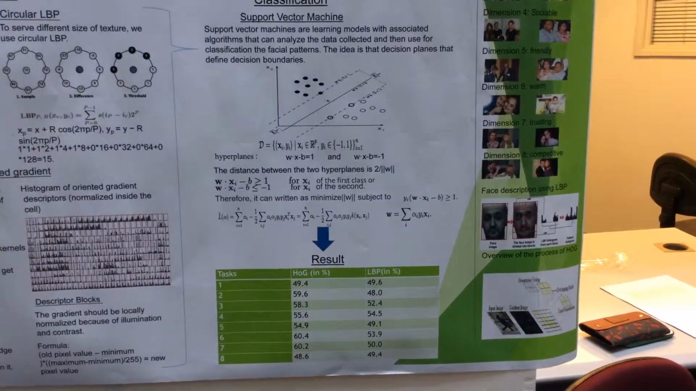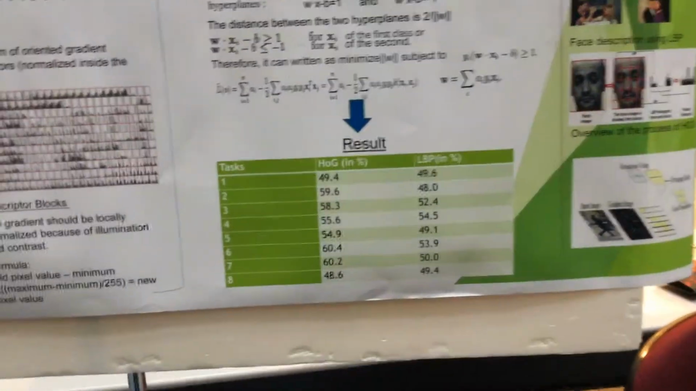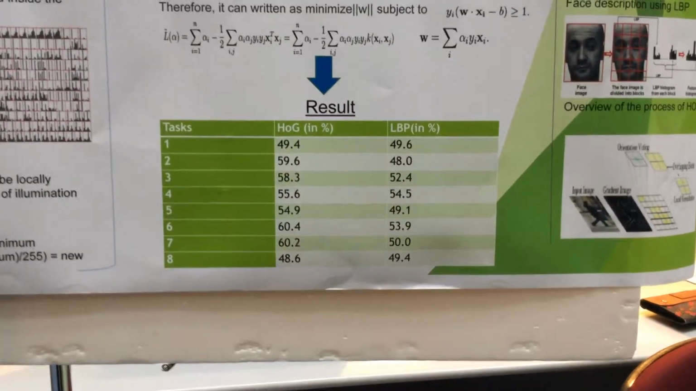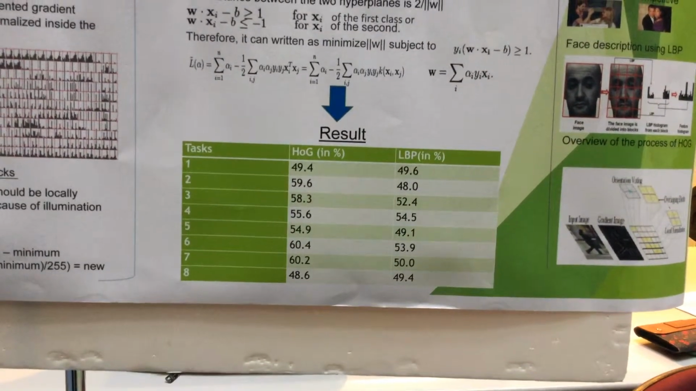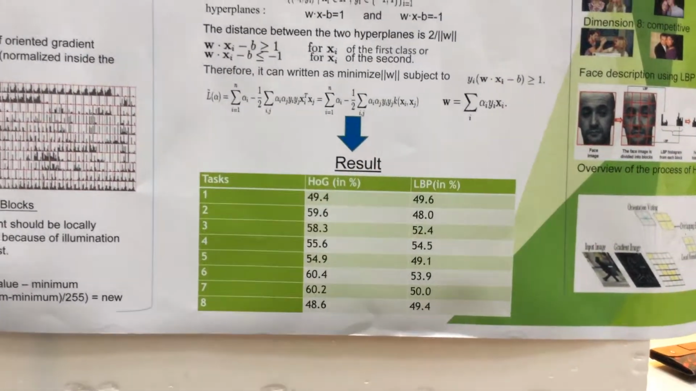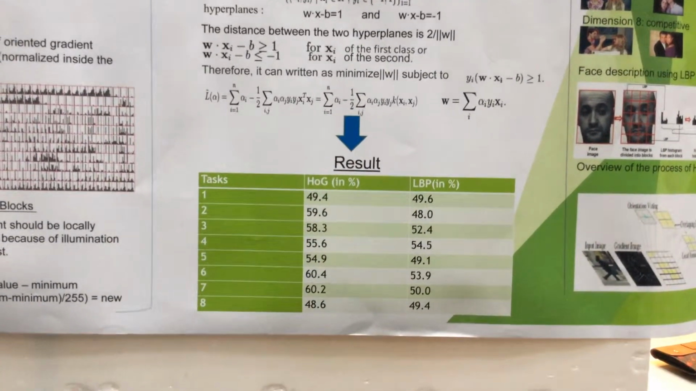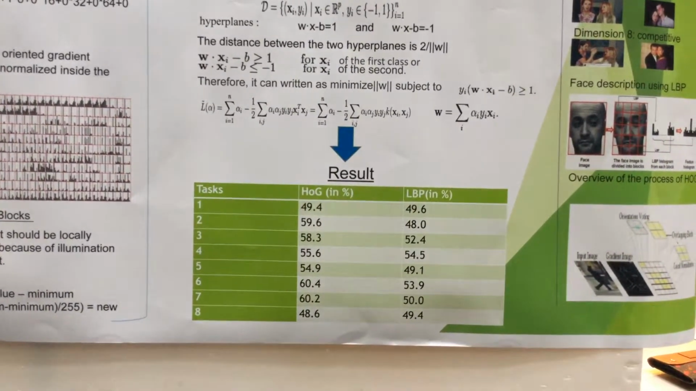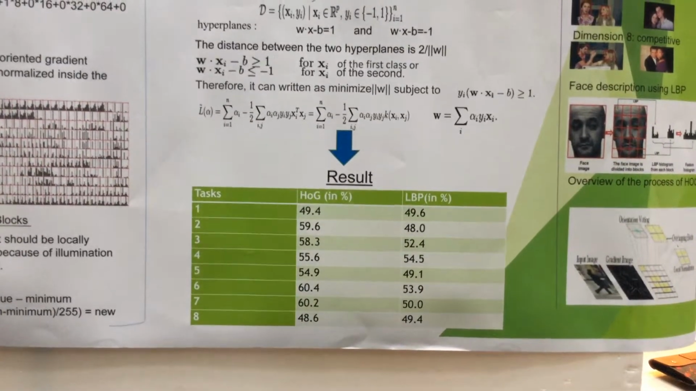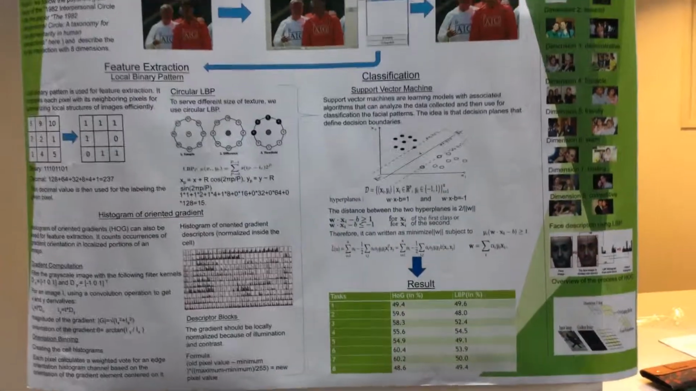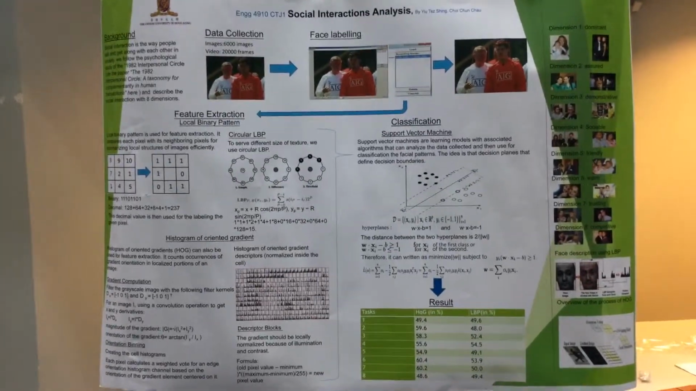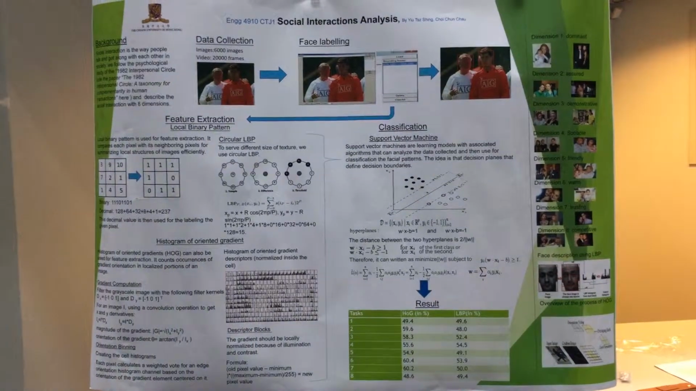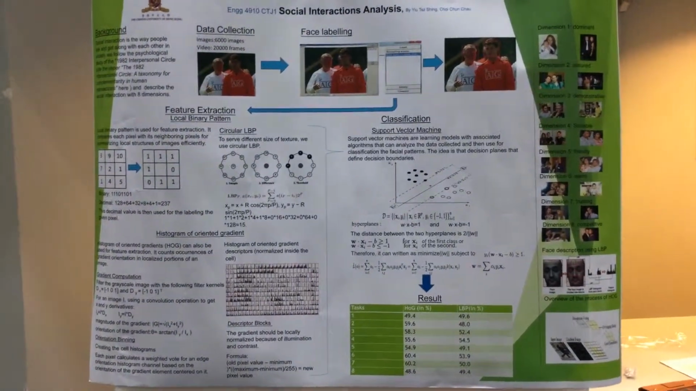Here is our result. The accuracy is about 50 to 60%, which is acceptable. However, we find that we can improve the accuracy. So in the next semester, we will make improvements, such as using another feature extraction or combining LBP and HOG for the feature extraction. Also, we will decrease the dimension of the feature vector so that we can get a more accurate result. That's the end of our presentation.